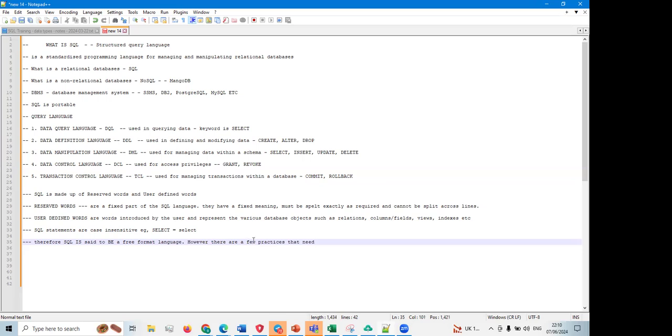Practices, will it be with the S or with the C? Practices, I think is the verb, right?